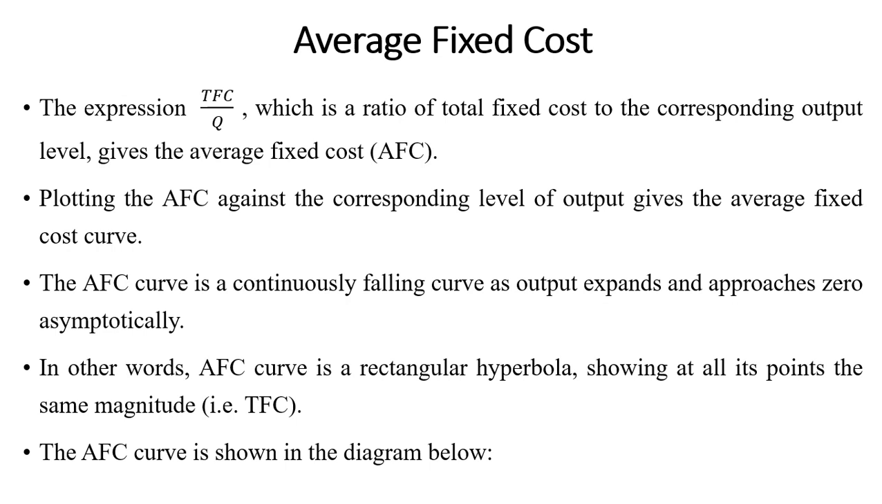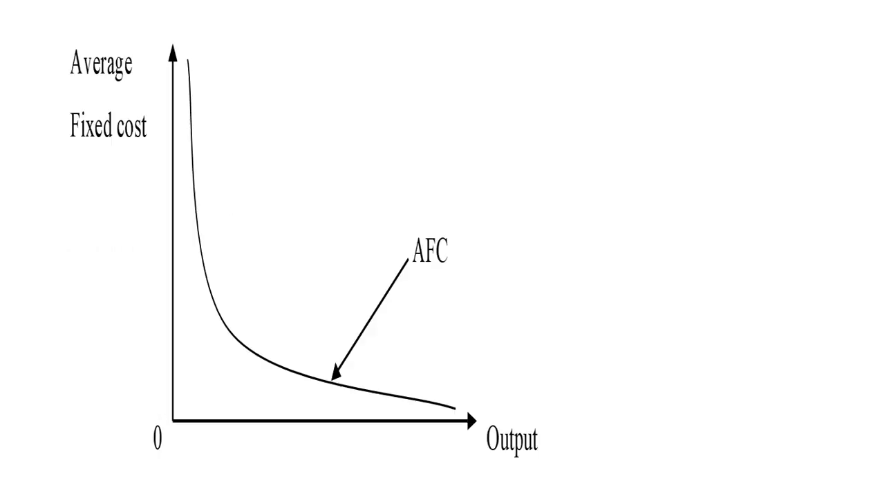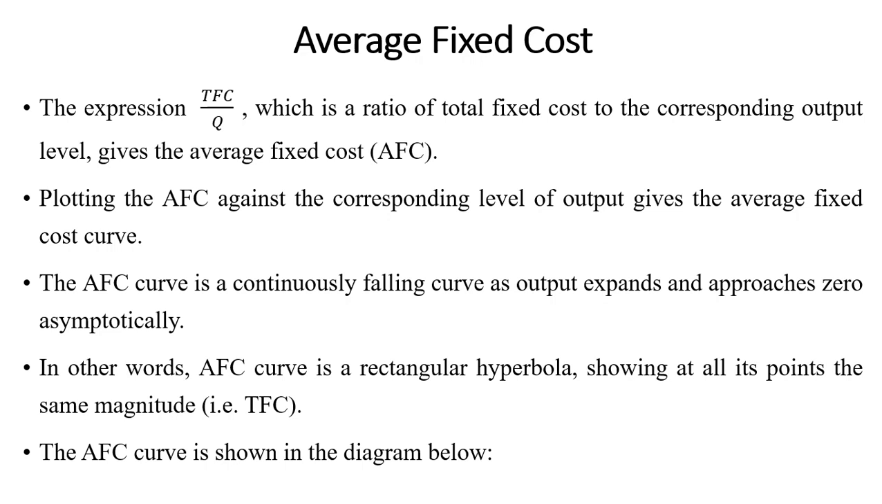Maybe it doesn't get to zero, but it approaches zero as output approaches infinity. In other words, an average fixed cost curve is a rectangular hyperbola showing at all its points the same magnitude. So it is shown below. This is how the average fixed cost curve looks. If you look at this expression, TFC over Q, you see that the TFC is constant. So as the Q increases, that entire ratio will begin to decline, become smaller and smaller and smaller.